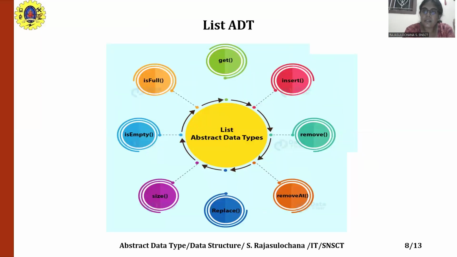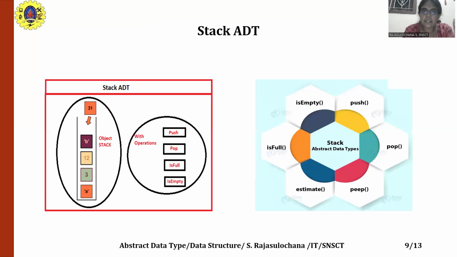These are the various functions or operations associated with the list entity: get, insert, and remove at a particular location, replacing an already existing value with a new value, returning the size of the list, checking if the list is empty or not, and checking if the list is full or not. These are the various operations that can be performed on the list entity.